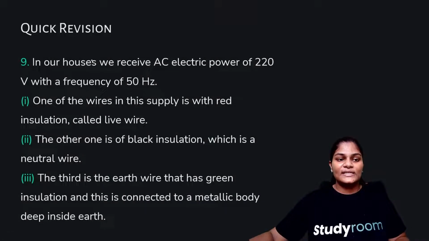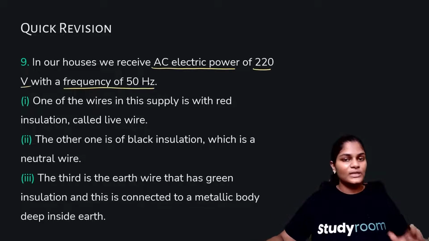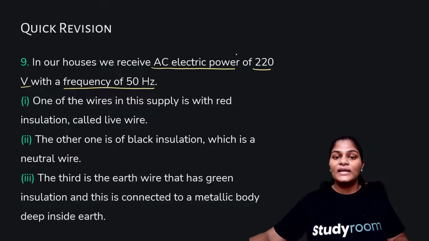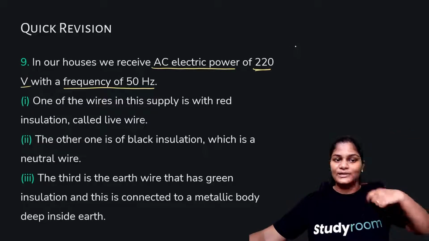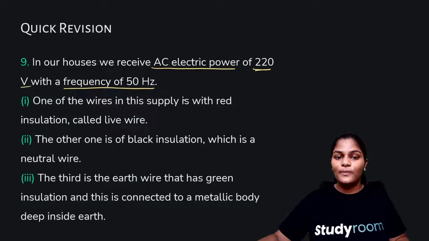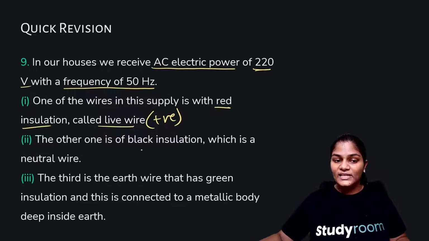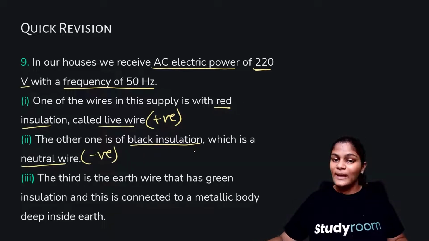The next thing here says that in our houses we receive AC electrical power of 220 volts with a frequency of 50 hertz. This is something factual that you have to know. And you saw that this 220 volts was the potential difference between the live wire and the neutral wire, right? Then it says one of the wires has red insulation and is called the live wire or positive. The other one, with the black insulation, is the neutral wire or negative.